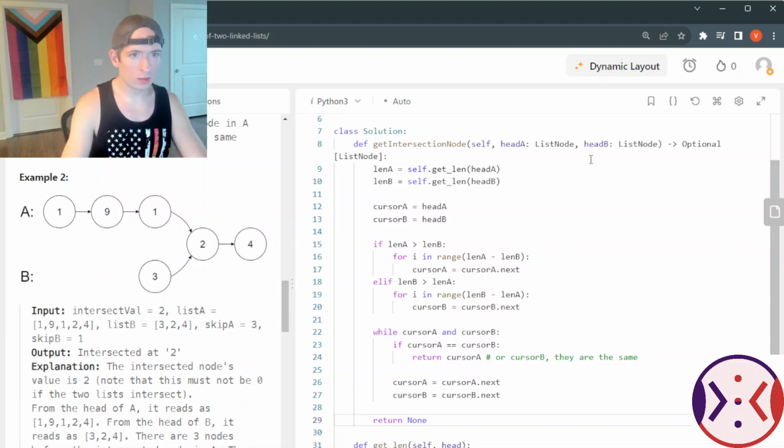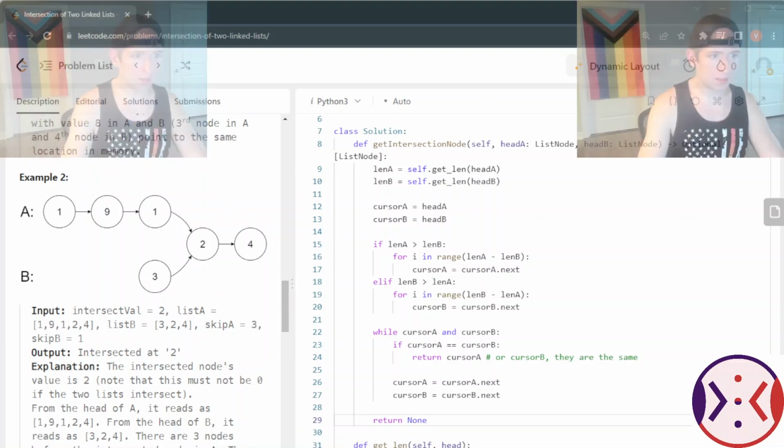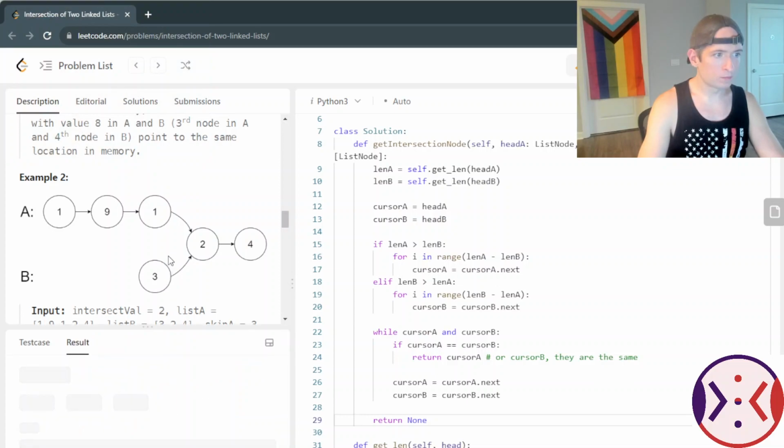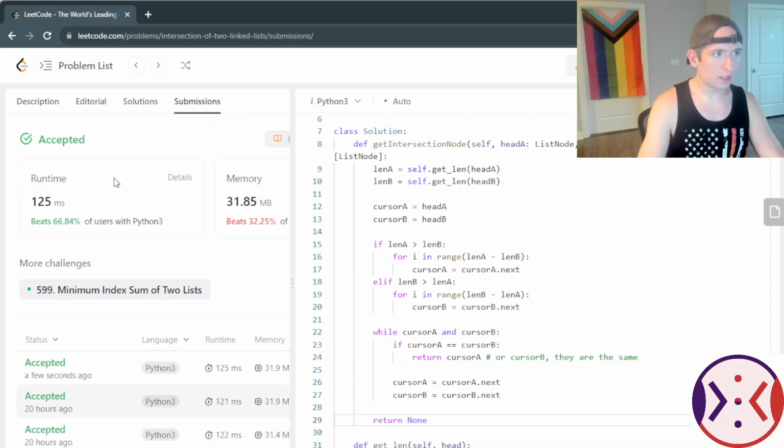And let's run this and see what happens. And we see that it's initially accepted, so let's give it the full submission. And yep, accepted. We're good to go.